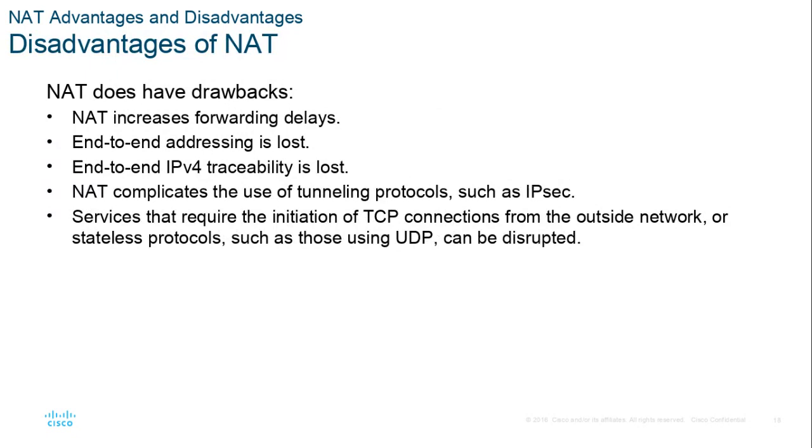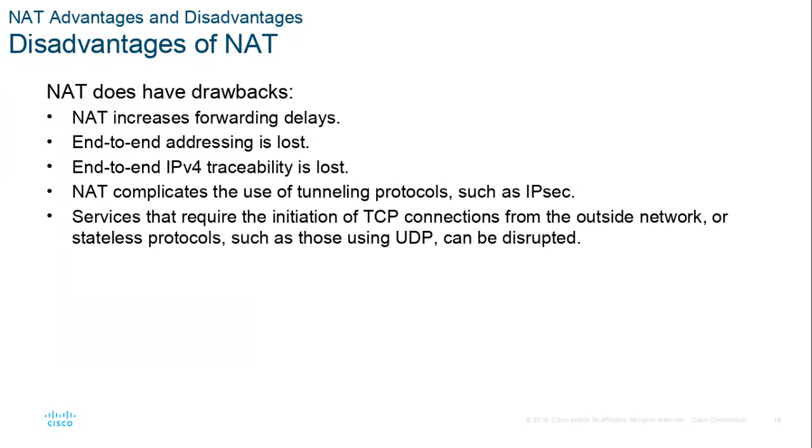There is some additional latency. This CPU process of converting your inside address to an outside address and converting it back when the answer comes back increases the forwarding delays. Not much. That's not much of a drawback. We don't have end-to-end addressing. Traceability, such as using the traceroute program, we can't do that through network address translation.